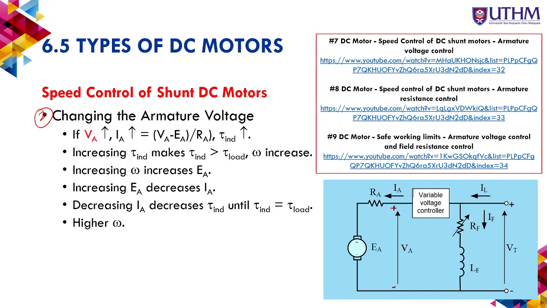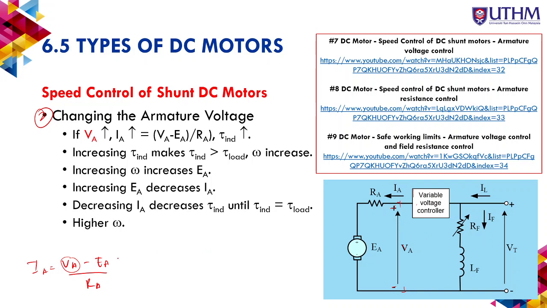For example, when VA is increased, we know the equation IA equals VA minus EA divided by RA. Just now this was VT, because it was parallel, so now it's VA. It's not parallel anymore. So actually we take this point. If the variable voltage controller is not there, then VA equals VT.